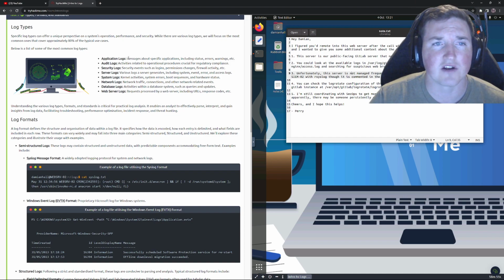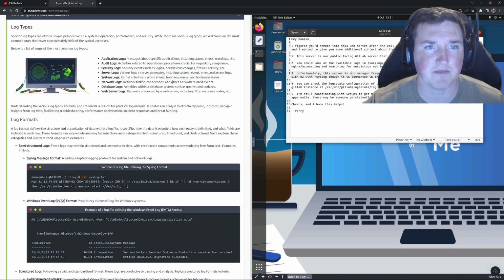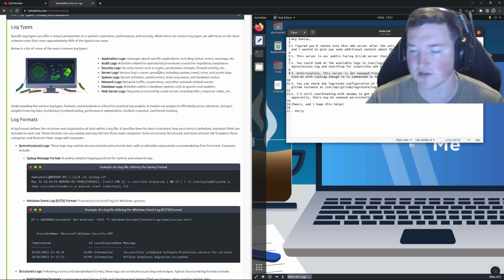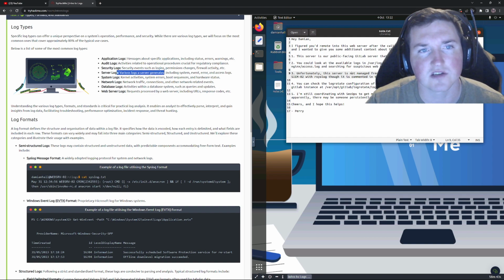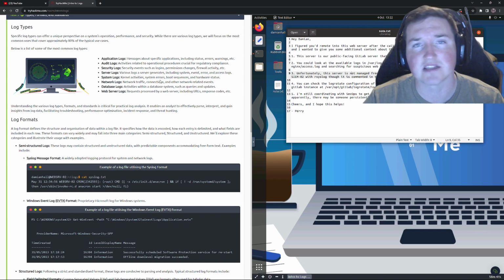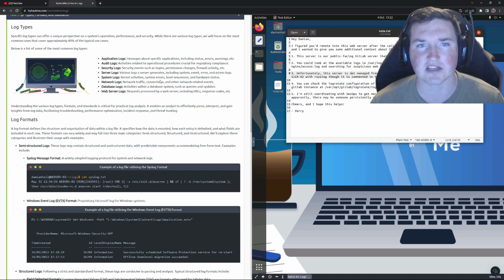Okay, so now you go to application logs, you have audit logs, security logs. This is pretty much exactly what you'd expect. Security logs, events such as logins, permission changes, firewall, so things that security should be doing. Server logs, various logs a server generates, including system events, errors, access logs. So this could be something simple. You had an IIS server and it didn't start up correctly, right? That could be in the server logs.